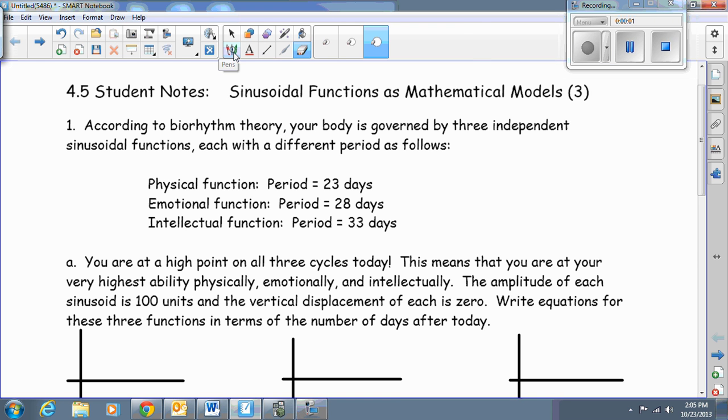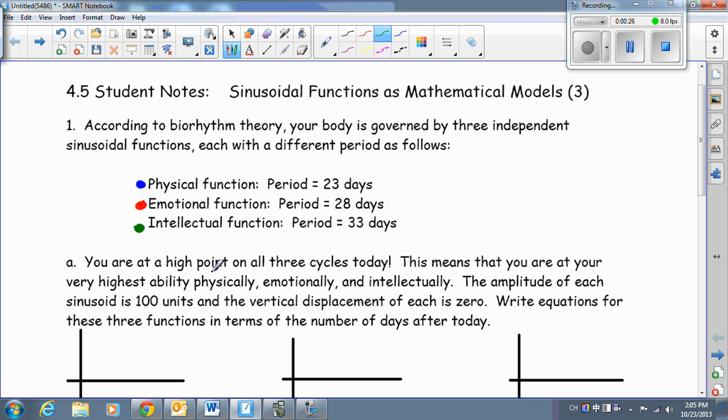Hello guys. Our 4.5 student notes is over sinusoidal function as mathematical models once again. This is the third time we're working on this. I will try to color code my graphs here and even my equations if possible. Everything regarding physical, I will mark them blue. Everything regarding emotional, I will have it red, and intellectual will be green.